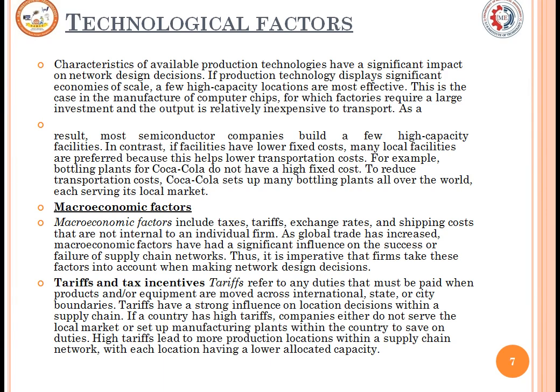If a country has a high tariff, companies either do not serve the local market or set up manufacturing plants within the country to save on duties. High tariffs lead to more production locations within the supply chain network, with each location having a lower allocated capacity.